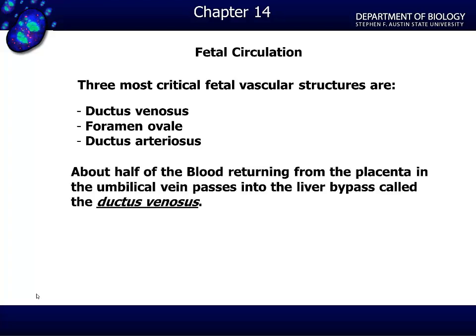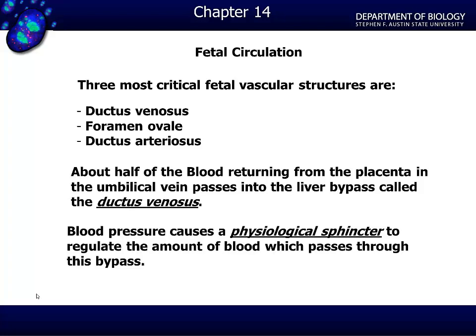Now, when we look at the ductus venosus, this is going to essentially be a bypass of the liver. And again, venosus refers to the flow toward the heart. So what we're going to see is that where we have the umbilical vein coming back in, we are going to have an extra vessel called the ductus venosus that is going to run about half of the blood returning from the placenta past the liver and onto the heart.